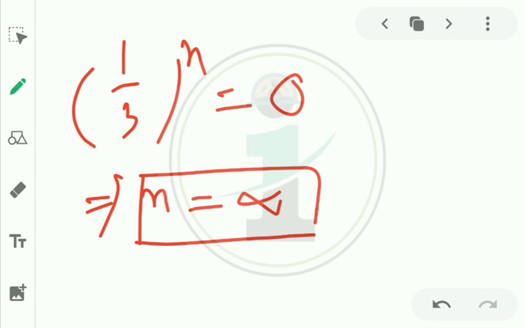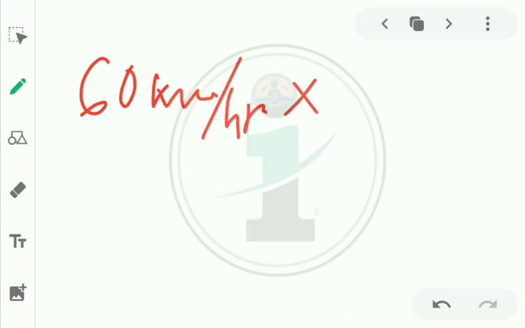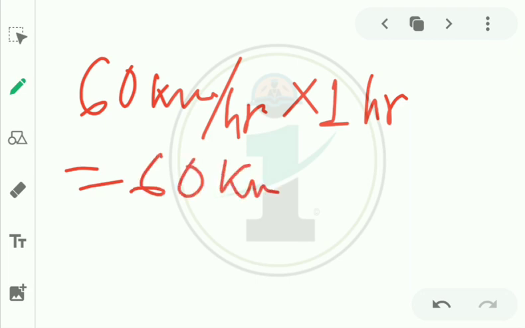So now the first answer is here, and the second answer is very simple. The bird has a velocity 60 km per hour, and the total time taken is 1 hour. So the total distance is 60 km. That is our second answer.